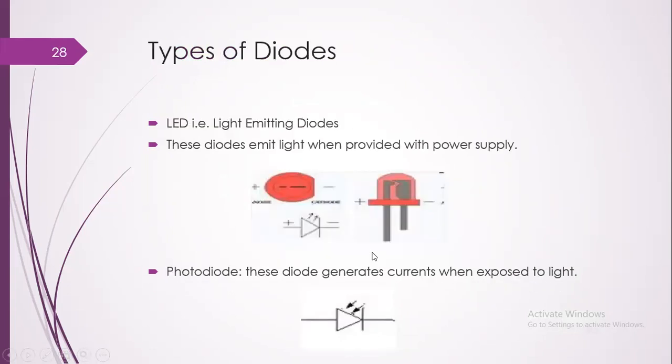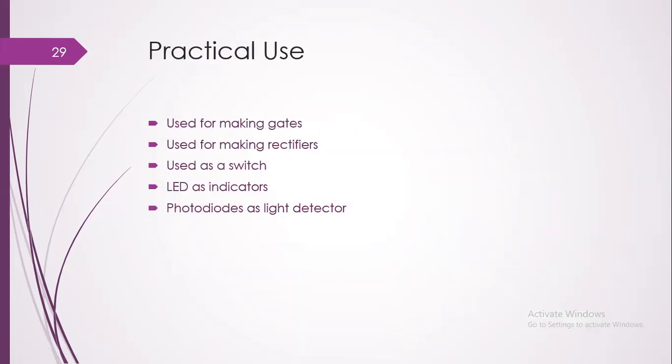Types of diodes include LEDs and photodiodes, by which we can conduct and glow with electricity. Practical uses of diodes are in making gates of transistors, making rectifiers, use in switches, LEDs as indicators, and photodiodes as light detectors.